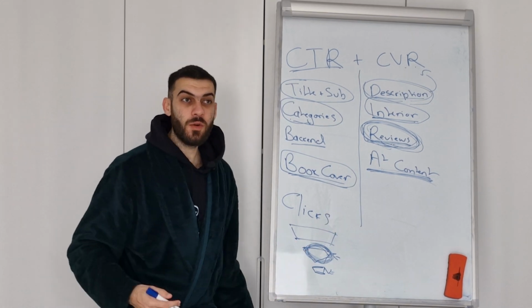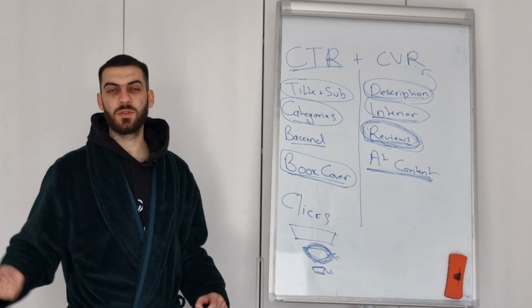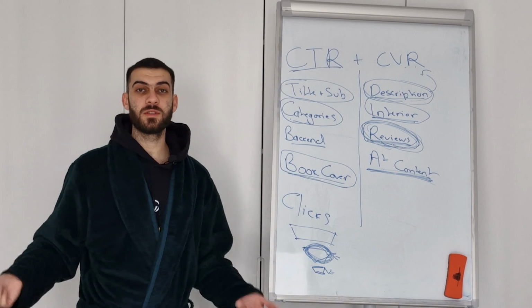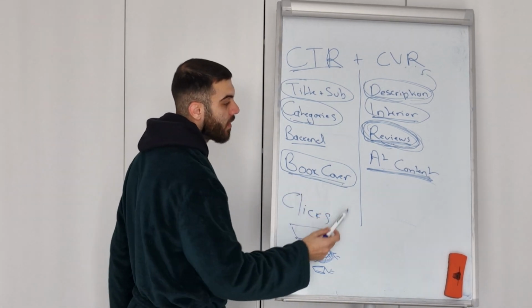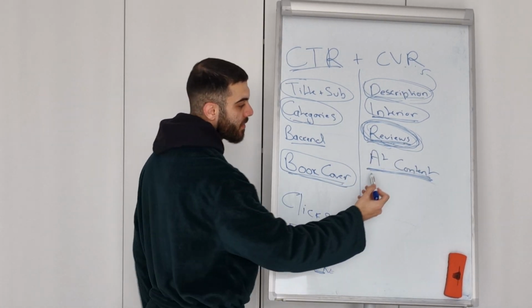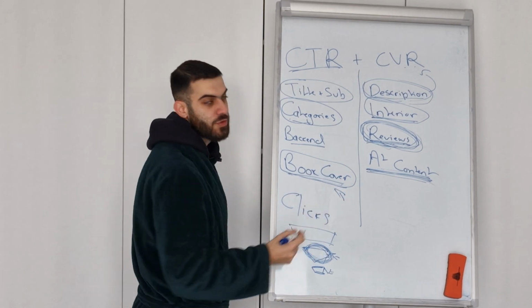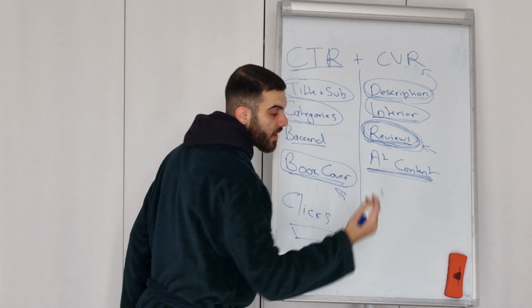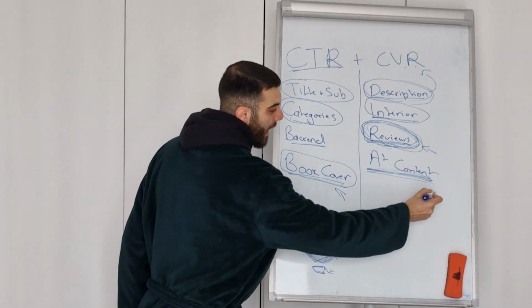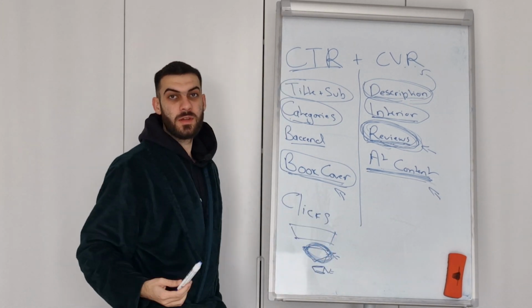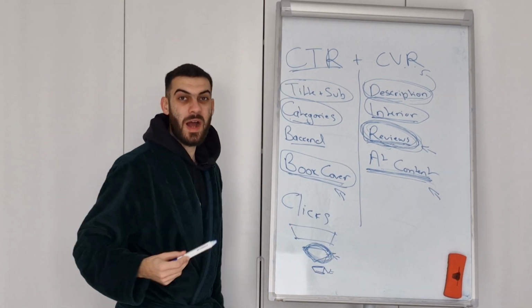I know some people are like, oh, Barry, I have a good book cover and I have A+ content and I have some reviews. Why is my book not selling? Yes, you might have a book cover and you might have reviews and you might have A+ content, but how effective is your book cover? What are the reviews talking about? What are they saying about your book? How effective is your A+ content? It's not just about having A+ content, it's about how effective it is.